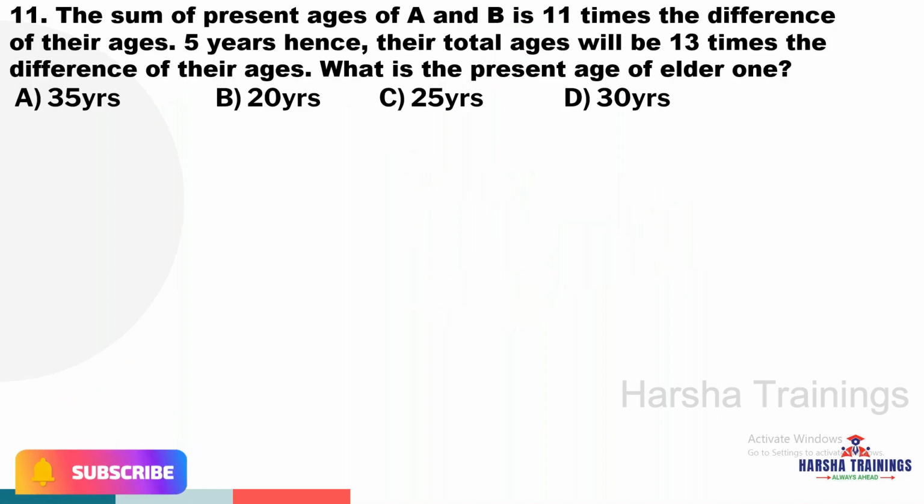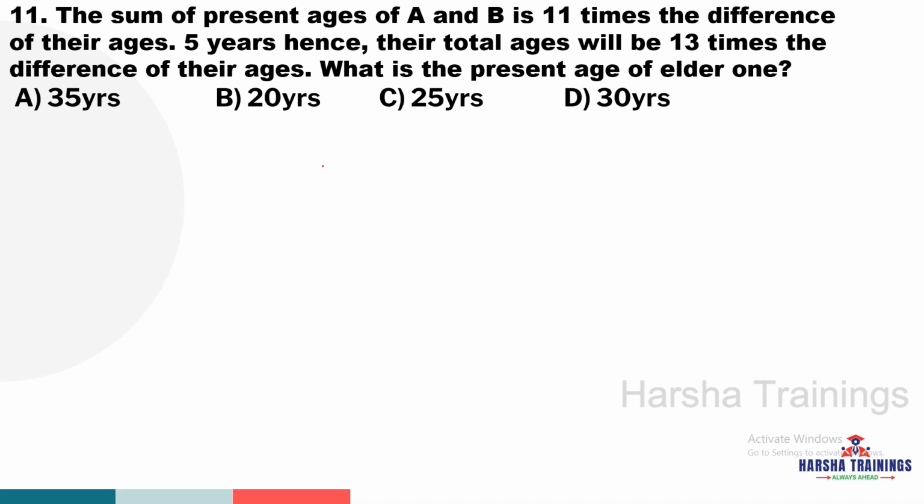Okay, good. And next one, guys, here. The sum of present ages of A and B is 11 times the difference of their ages. 5 years hence, their total ages will be 13 times the difference of their ages. What is the present age of the elder one?